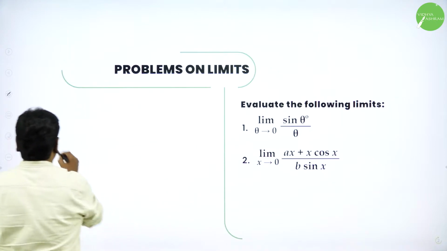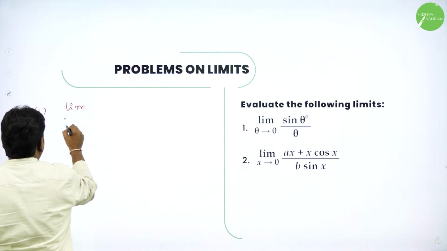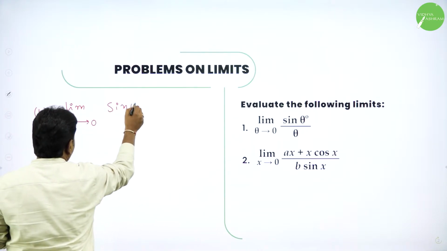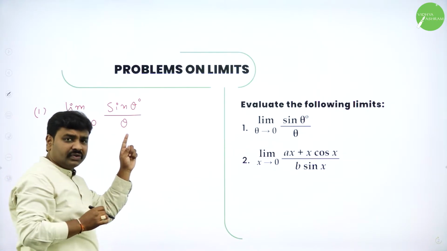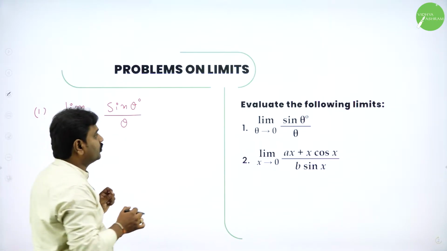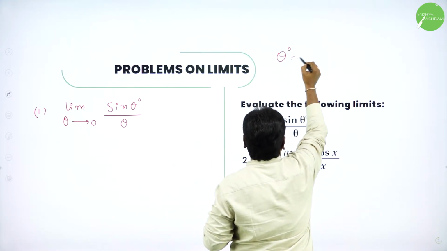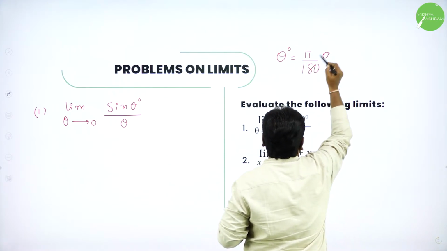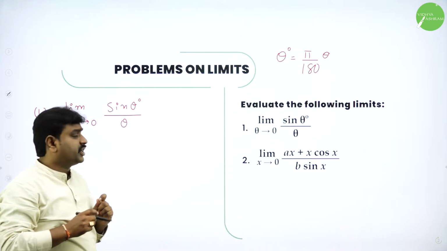The first question, limit theta is tending to 0, and in spite of theta in radian, they give theta degree divided by theta. See, first you have to convert degree to radian. So you should know the relation. Theta degree is pi by 180 times theta radians. So theta degree is what? Pi by 180 theta radians. So first we need to convert it into radians.